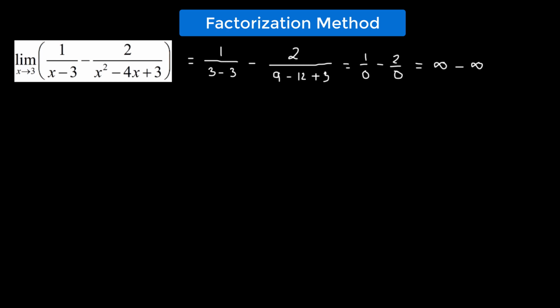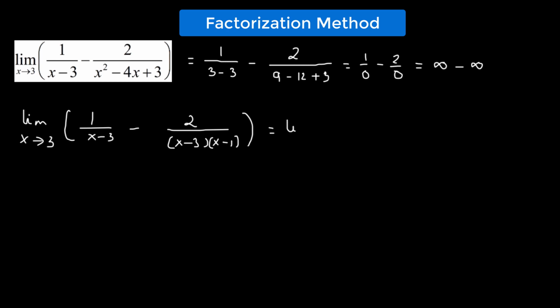So we're going to combine the two rational functions. So we have limit x going to 3, 1 over x minus 3 minus 2. So we are going to factorize x squared minus 4x plus 3, and that will be simply x minus 3 times x minus 1. So let's combine the two rational functions. So we have limit x going to 3. We take a common denominator, so that will be simply the lowest common multiple of both the two denominators. So we'll have x minus 3 times x minus 1.